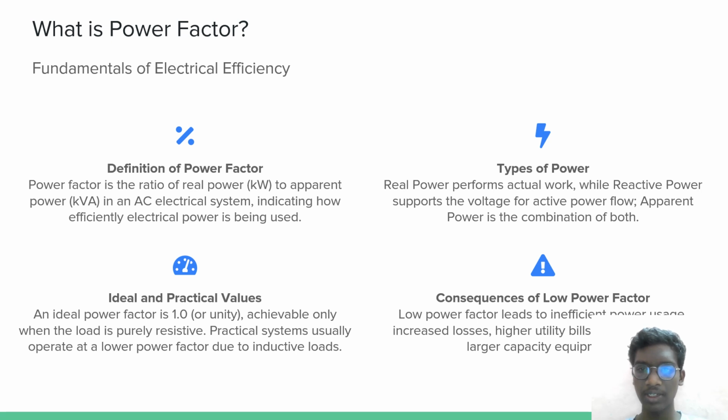Types of powers. Real power performs actual work while reactive power supports the voltage for active power flow. Apparent power is a combination of both. Ideal and practical values. An ideal power factor is 1.0, or unity, achievable only when the load is purely resistive. Practical systems usually operate at a lower power factor due to inductive load.